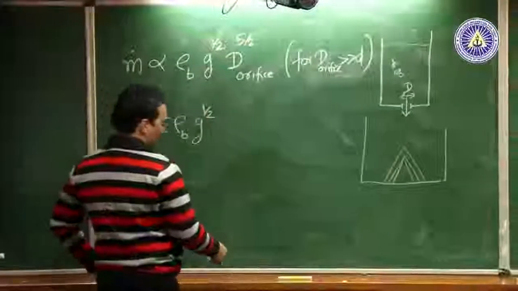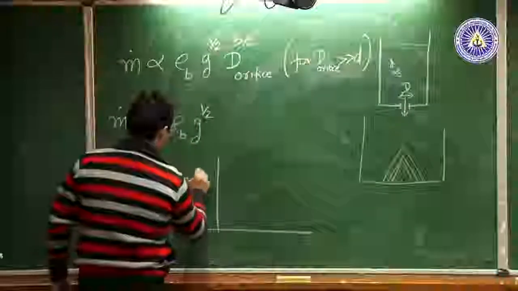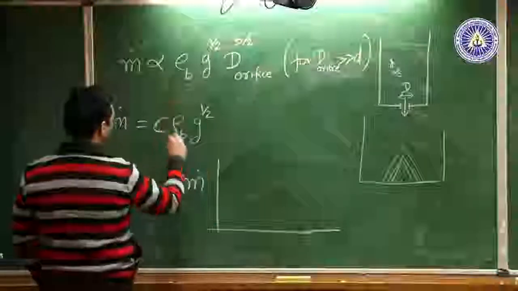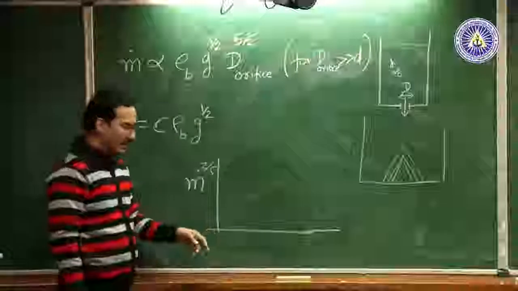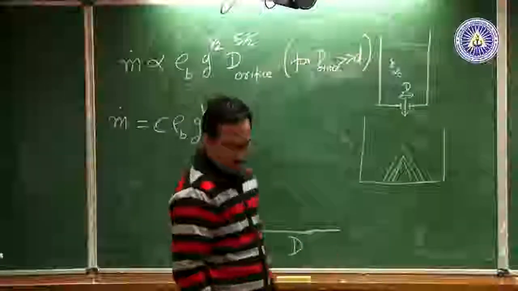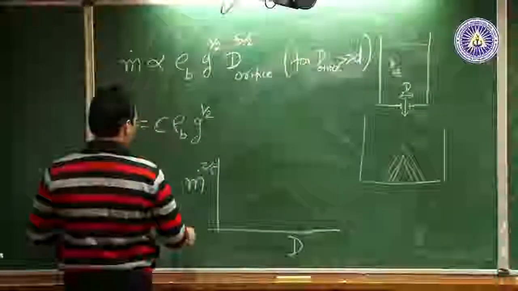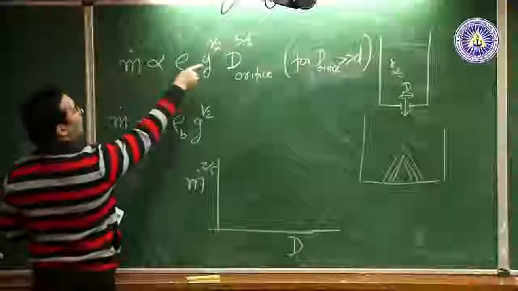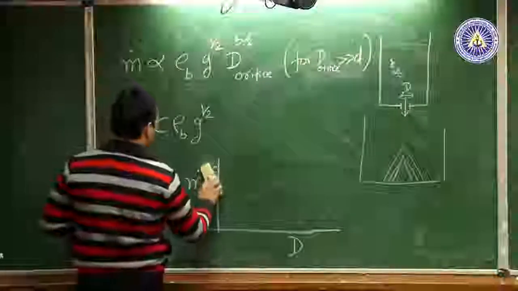and so what Beverloo essentially did was he plotted m dot raised to power 2/5 so that you have a linear variation for different orifice sizes. Or alternatively, what you can do is, if you take a log of this, you will have log m and log d with a slope of 5/2, and that is what Beverloo observed.